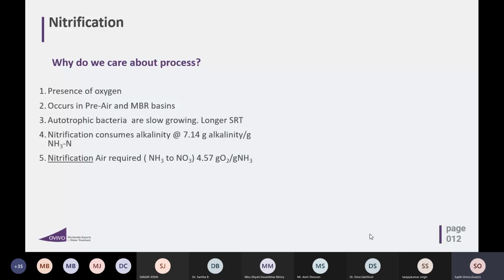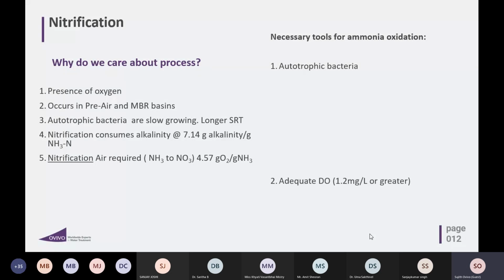Why do we care about this process? These are the requirements, and what are the tools required? You need good autotrophic bacteria with a good solids retention time. You need to maintain adequate DO, dissolved oxygen, also called residual DO. After giving sufficient DO to the bugs, you need to ensure that the residual DO you are maintaining is 1.2 milligrams per liter or greater, right?